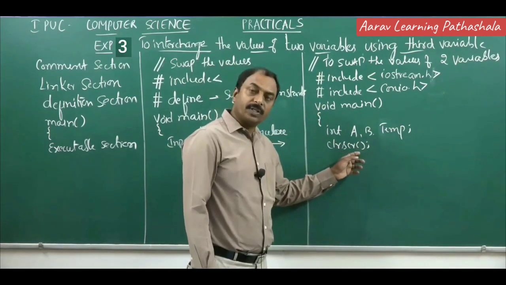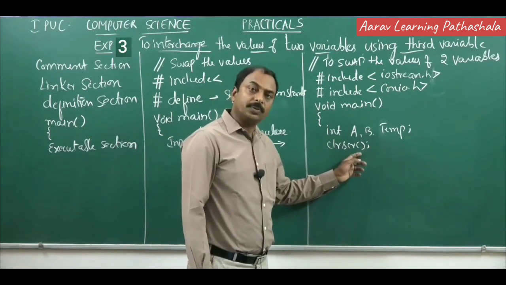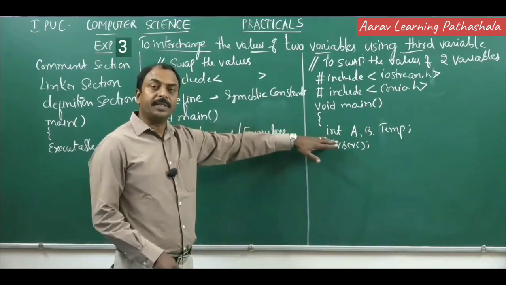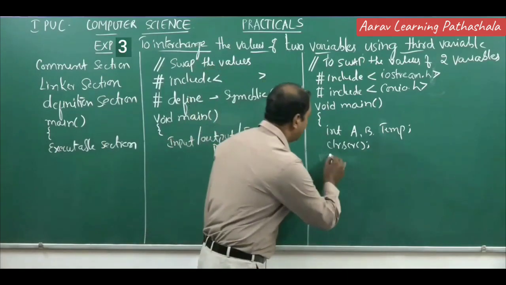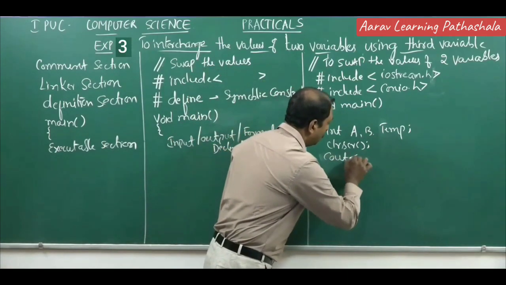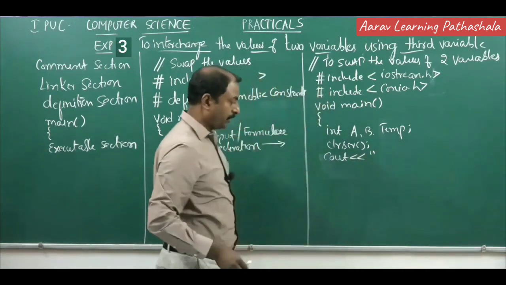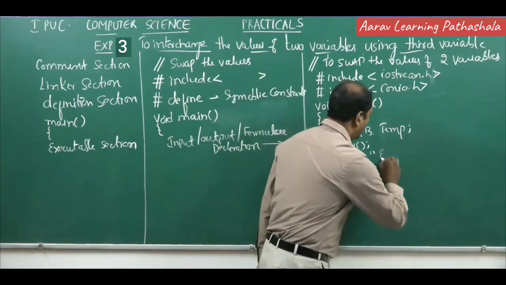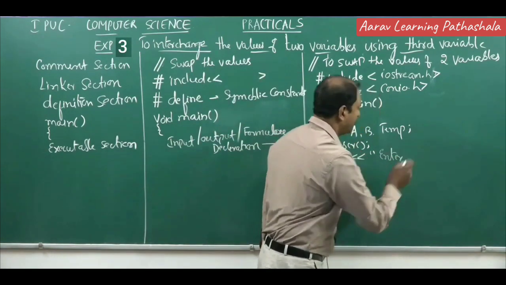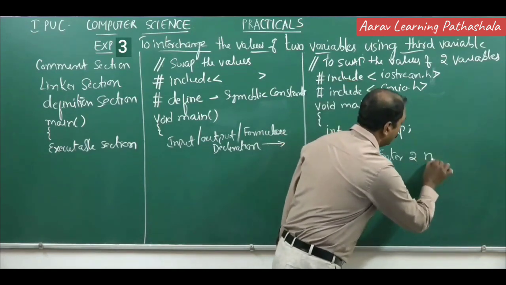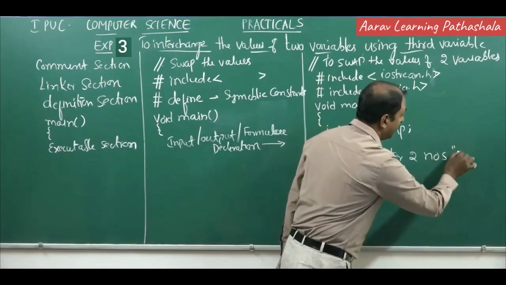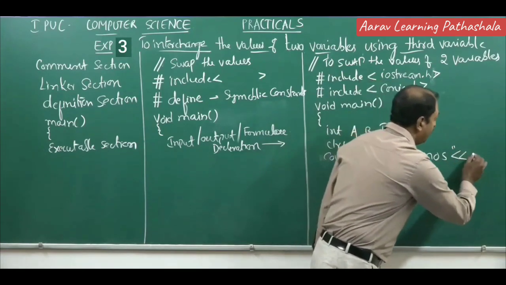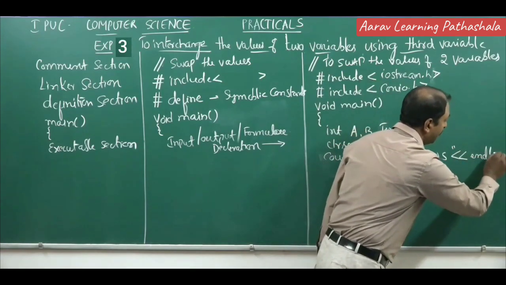This clear screen function clears the output screen. First of all, I have to enter two numbers. Here I would like to write an output statement, cout, open the quote. I can write here "enter two numbers", and I am closing this double quote, followed by endl.